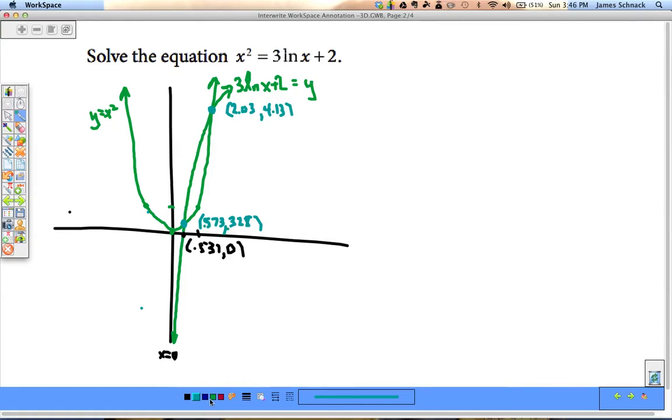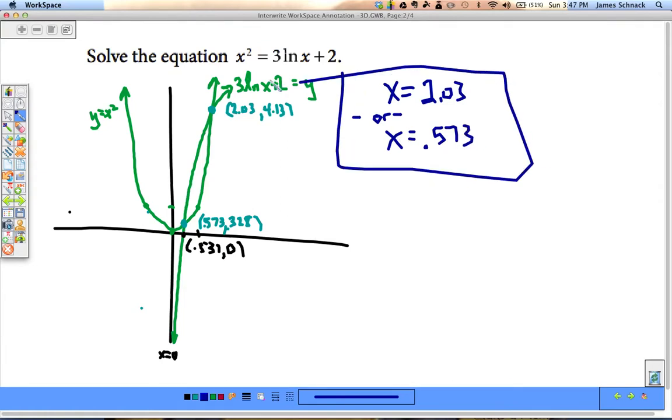So I'm done, right? And you might be saying, no, man, you're not done, because it didn't ask us to draw a graph, it didn't ask us to find the intersection points, it asked us to solve this equation. So my answer needs to be values for x. x equals 2.03, three significant digits, remember, or x equals 0.573. And now, ladies and gentlemen, we are done. Here's my rationale. Here's my answer. That's all there is to it.